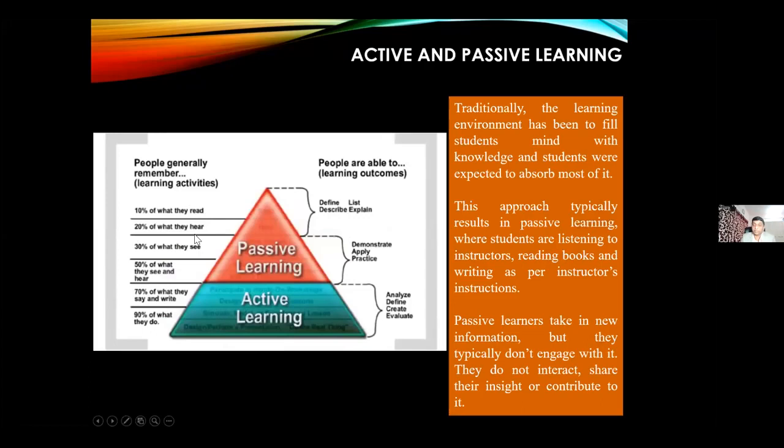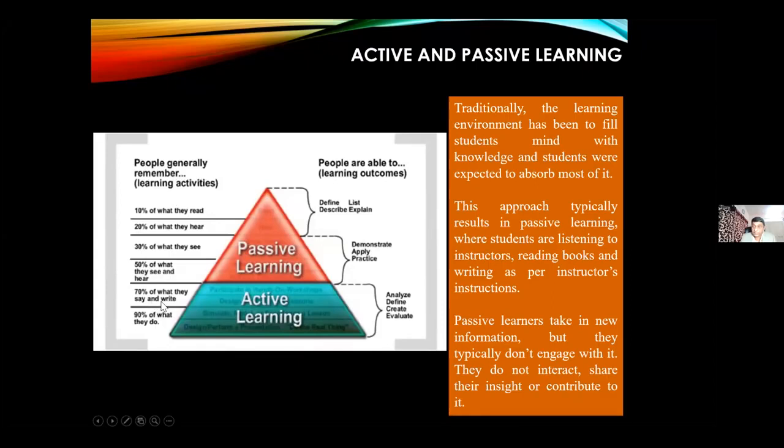We are very, very far from there. That's where active learning comes into the picture. Through passive learning, you can come up to 50% of whatever they have done. This is what generally happened in our class. 10% is remembered when you read, 20% when you hear also, 30% when you see also. Nowadays there are smart boards, so people see also. But 50% of what they hear and see together, and 70% of what they say and write.